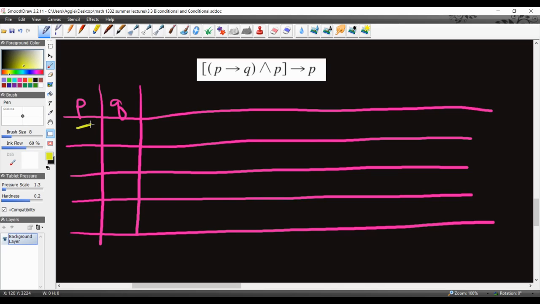So we can have that they're both true. We can have that the first one is true, the second one is false. This one can be false and this one can be true. And then they can both be false. Okay. So that takes care of our original P and Q.